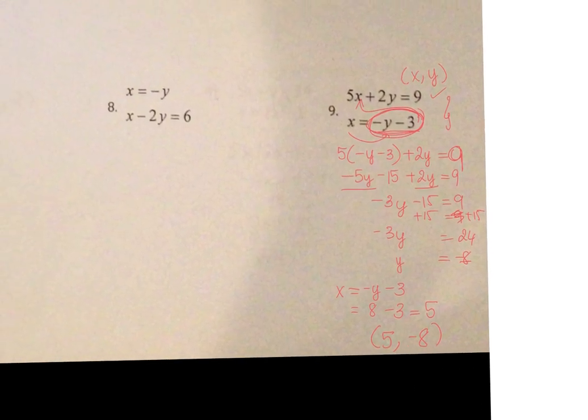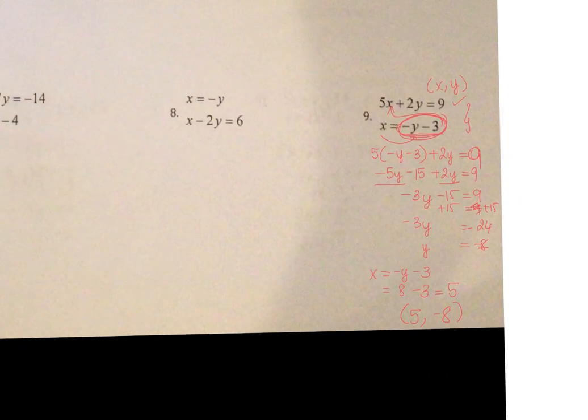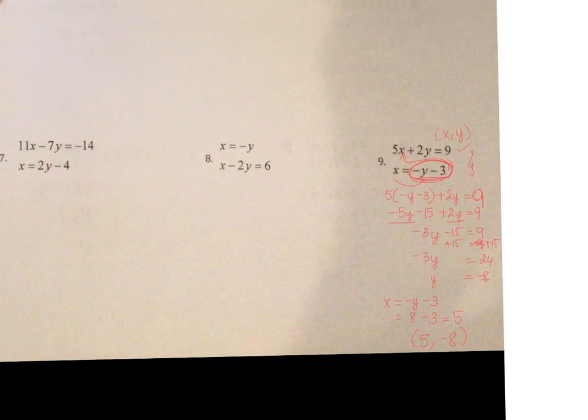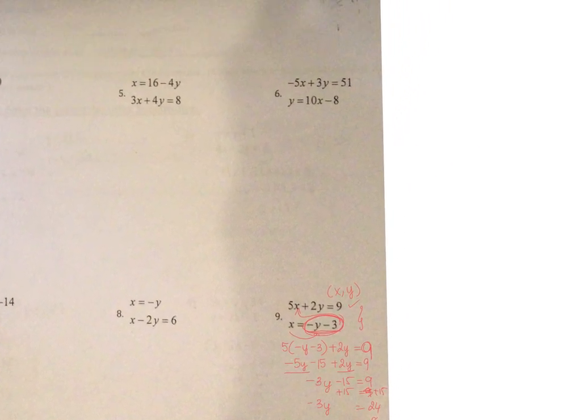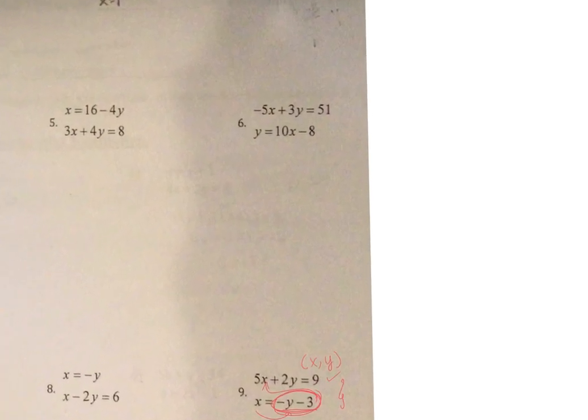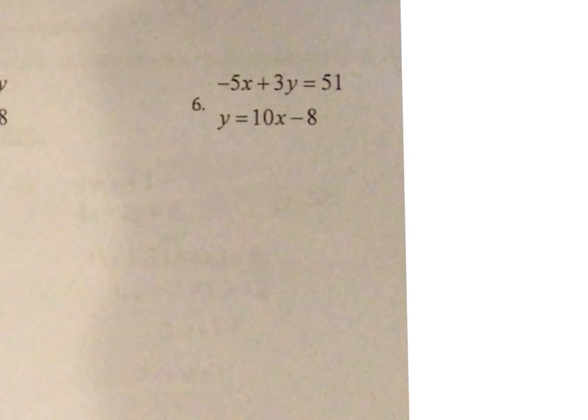Next one, we're gonna do number 8. Well, this one is x equal to, let me find anything else that's more complicated. Okay, I'm gonna do 6, okay? So number 6 says y equal to 10x minus 8 and negative 5x plus 3y equal 51.